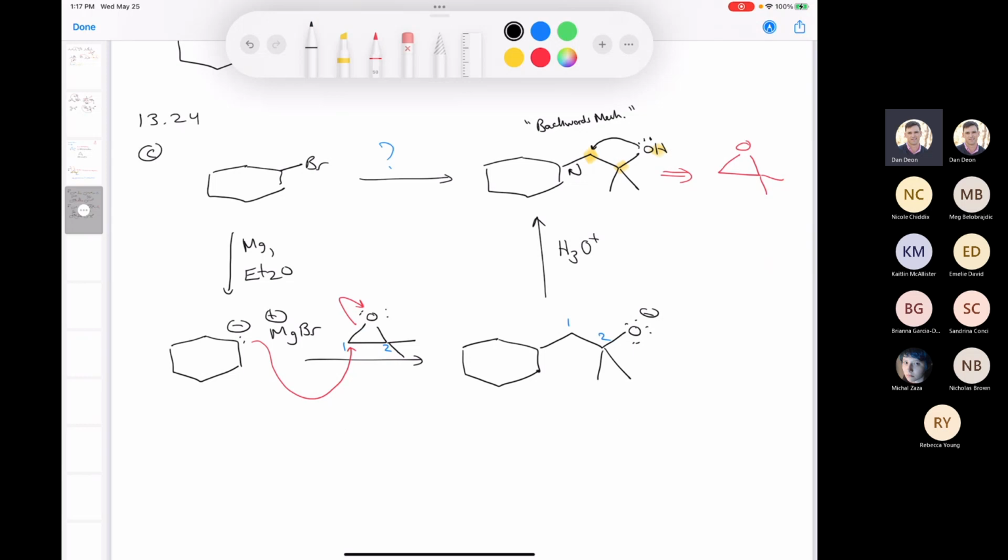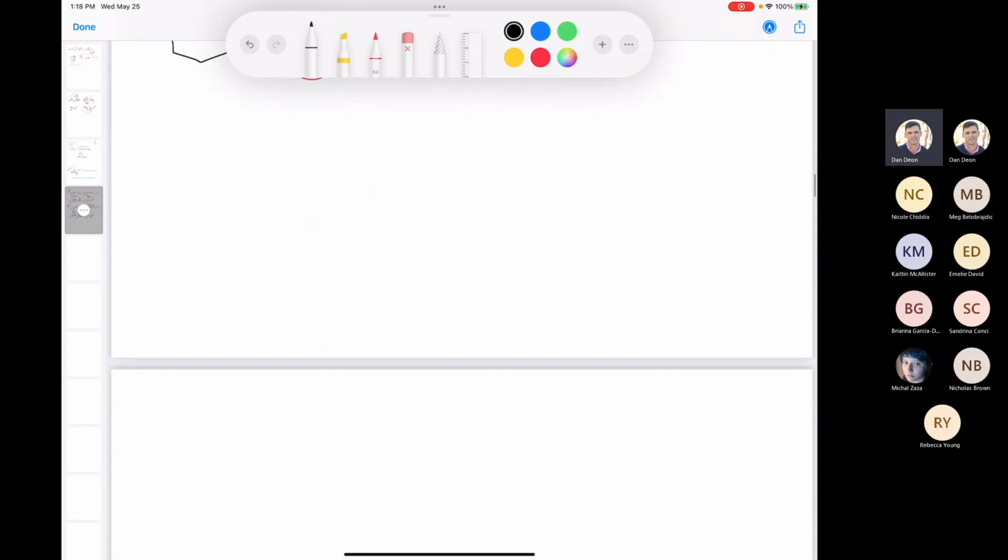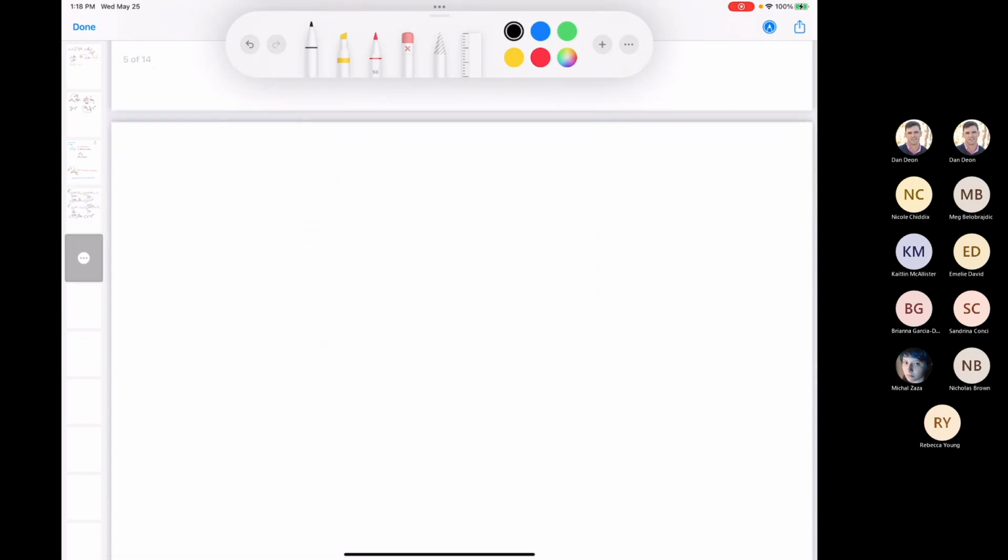All right, let's try something else. I've got a whole bunch of different problems here. Let's try another synthesis problem. What if we do something like this? So this is 13.24D. If we start with bromocyclohexane, the author's favorite compound, I guess, in this chapter. They must have had a fire sale on bromocyclohexane or something.